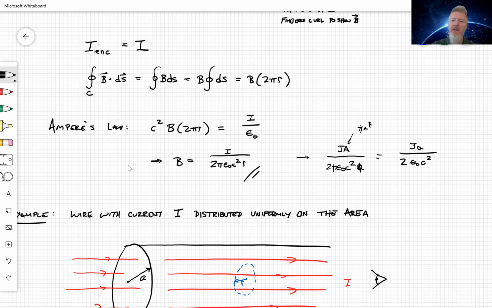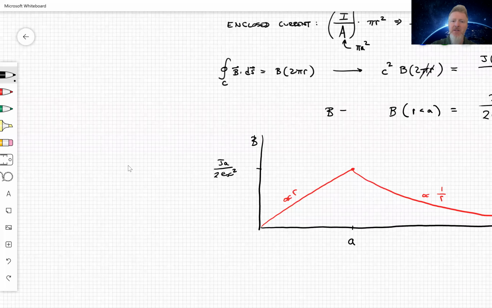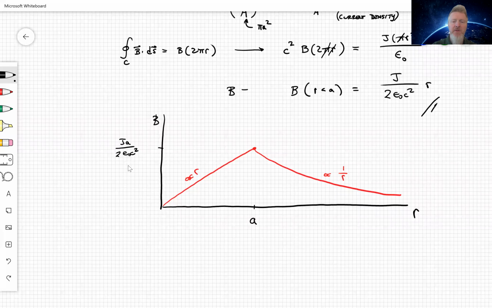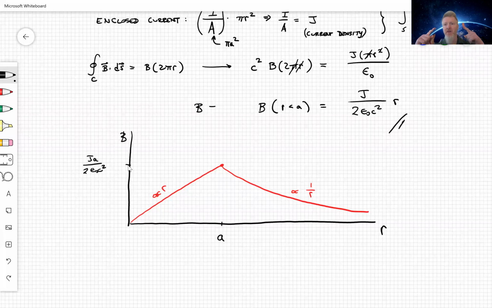So yeah, that's it. It looks like these two values match at the boundary, J a over 2 epsilon naught c squared, which is good because you're coming at it from these two directions, and that means it's a continuous piecewise function, which is appropriate for a magnetic field. All right, so there's that. We have the same result coming from either direction. All right, that's good for now.